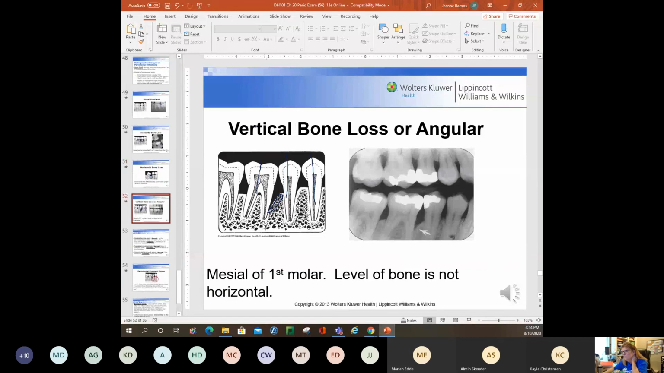This would be vertical because this molar is straight up. And here's the premolar. They're straight up and down, and then you've got this going diagonal. That would be called vertical bone loss, and you can see it here on an x-ray, or angular bone loss.